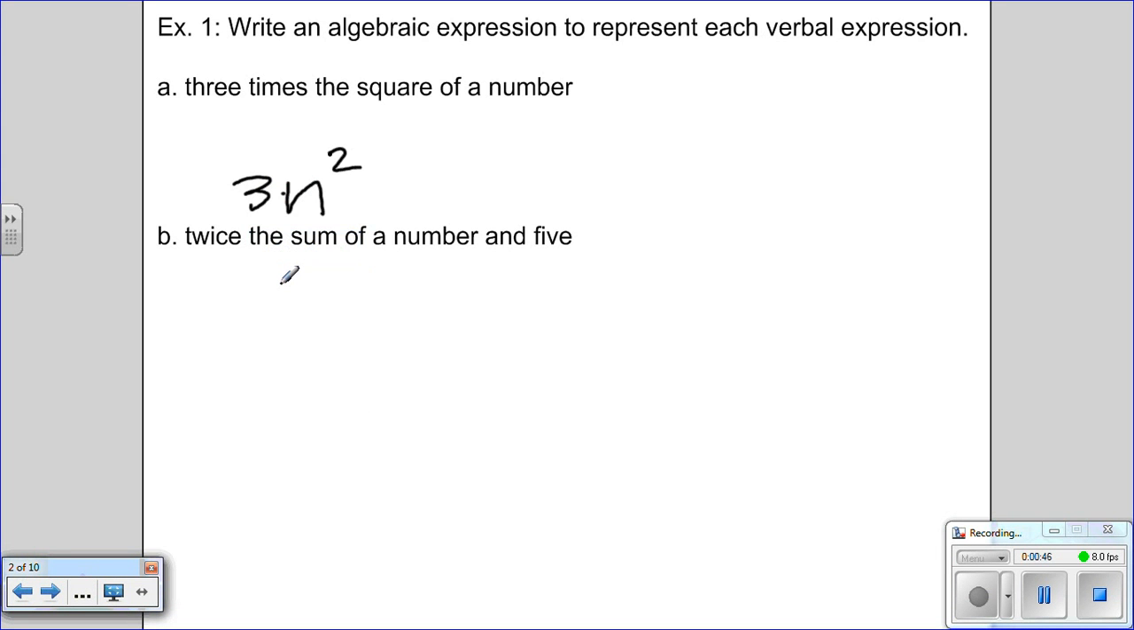Okay, the next one is twice the sum of a number and 5. So twice means 2 times the sum of a number and 5. Sum means addition here, so I need to put parentheses around this one because I'm adding. I'm going to use the letter n and 5. So the sum of n and 5, n plus 5. Okay? Twice the sum of a number and 5. That's how you can write those.